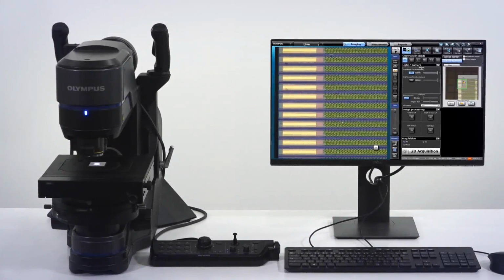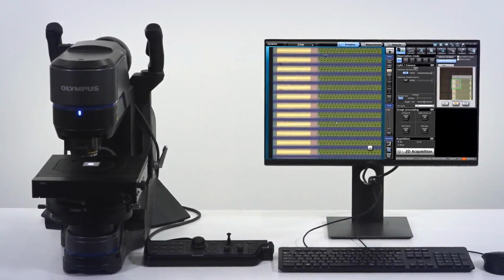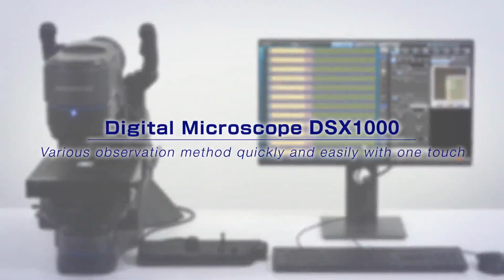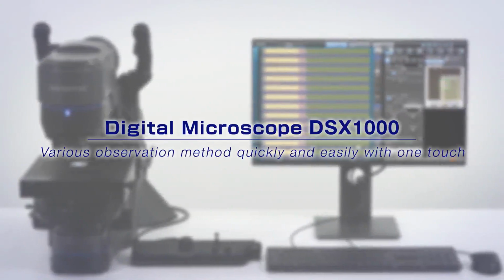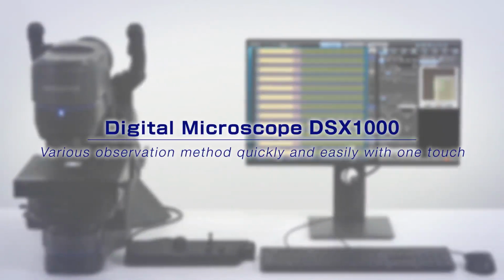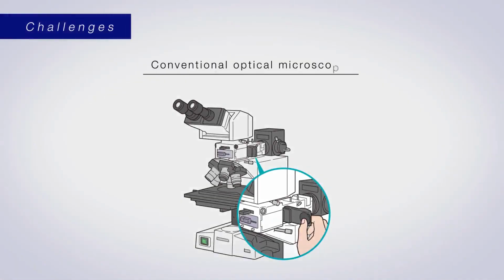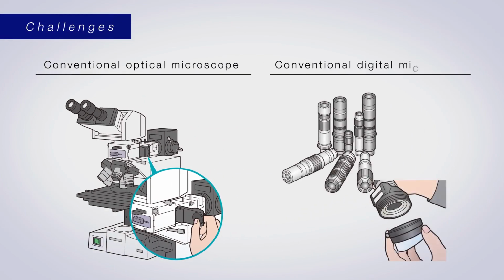I'll introduce you to the new features of the DSX1000 digital microscope and demonstrate that it can switch to various observation methods quickly and easily with one touch. A conventional optical microscope requires the insertion of filters or requires pulling various levers to switch observation method. And with a conventional digital microscope, the design makes it cumbersome and inconvenient to change between lenses when more or less magnification is required.